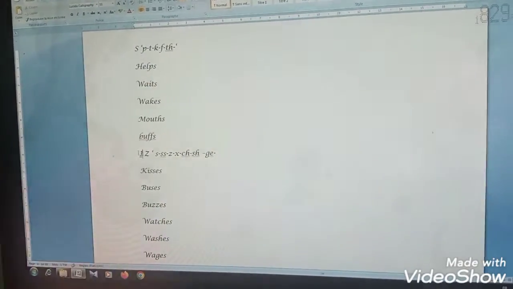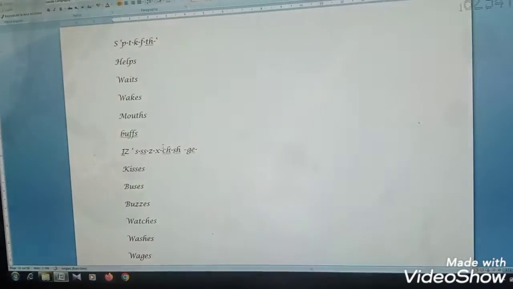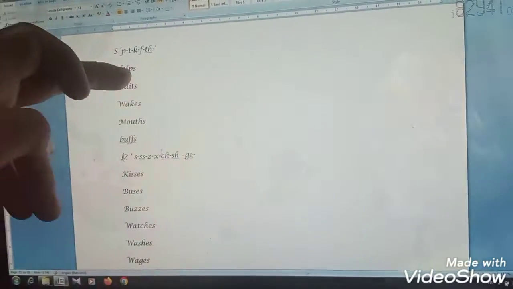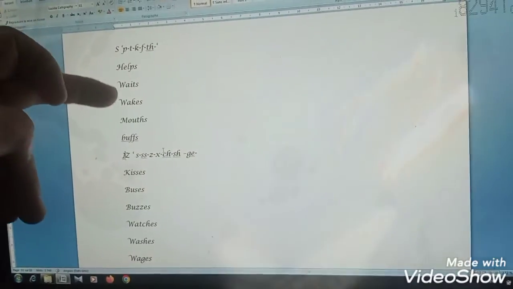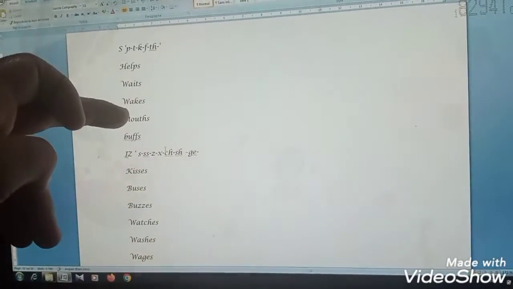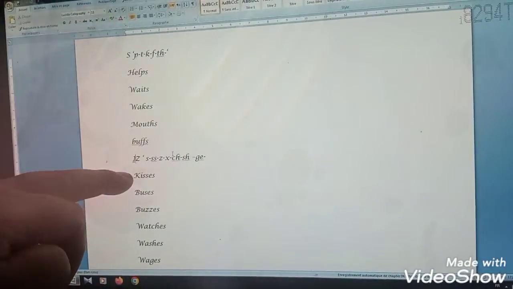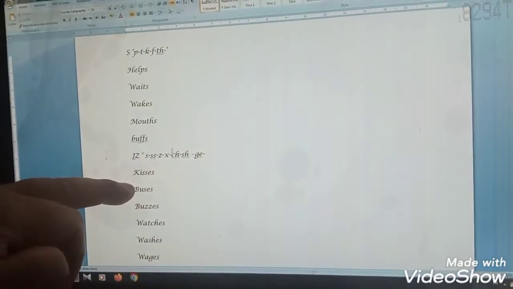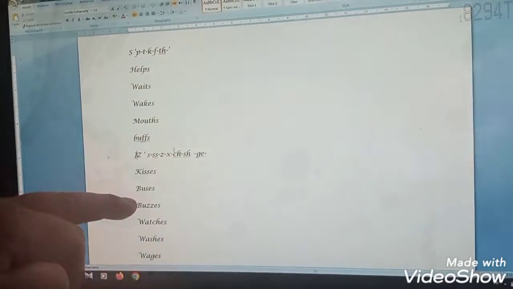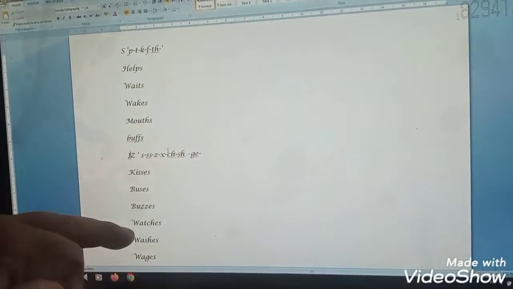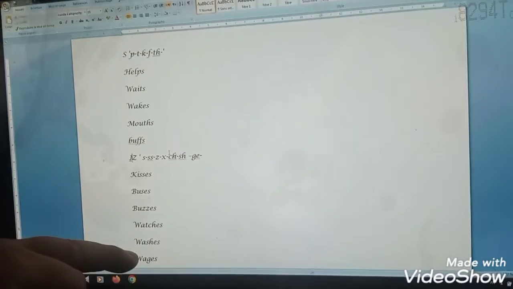The final, the rest will be Z. We always memorize the minority, and the majority follows. Example: say helps P, waits T, wakes K, mouths S, puffs F. And here we have cases is, passes is, bases is, watches is, washes is and wages is.